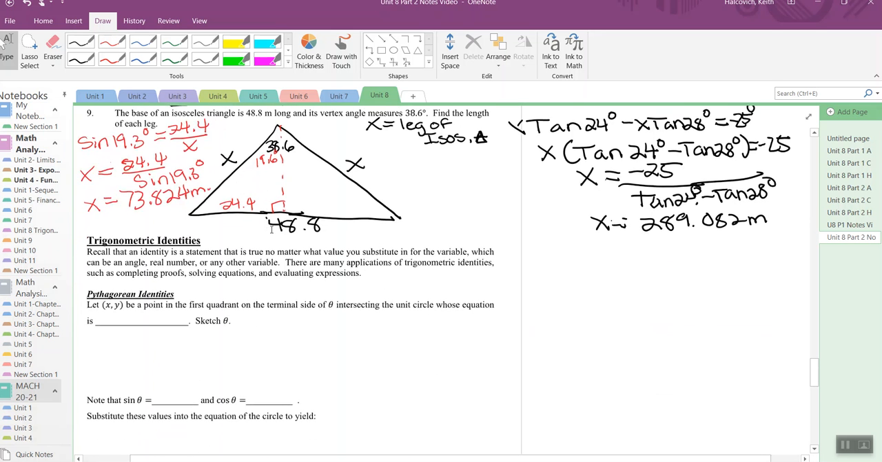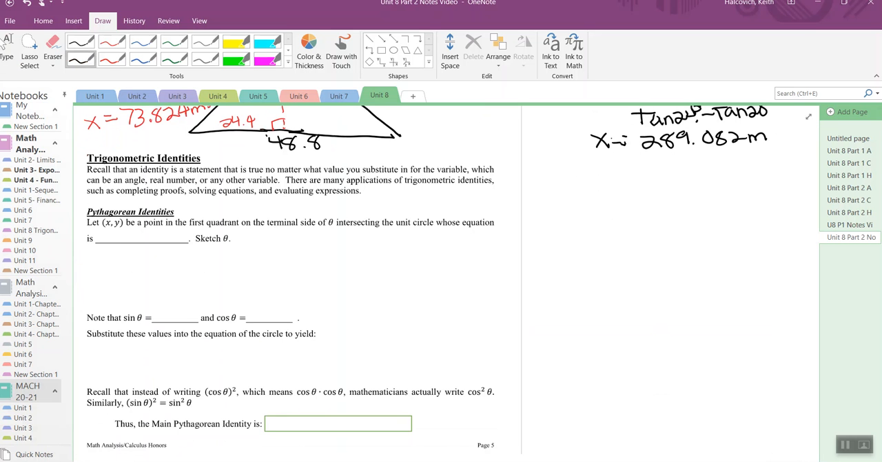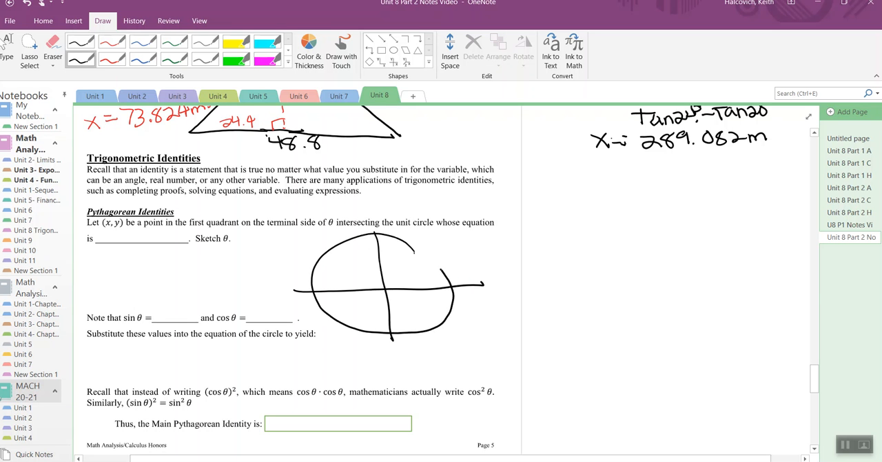All right, so identities. Last thing we're going to talk about here. So remember the unit circle, right? Unit circle with the radius of 1. Now, if it intersects a point on the circle, x, y, and so if you draw the reference triangle, this is x and this is y. So if you do the Pythagorean theorem, you get that the equation is x squared plus y squared equals 1.